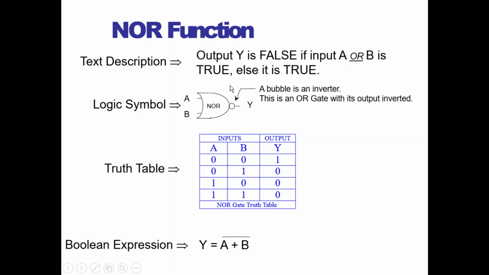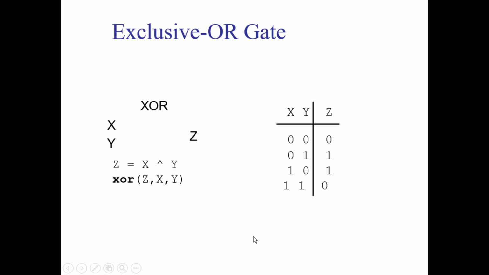We have the NOR function. This is A plus B, but the opposite of it. 0 plus 0 would give us 0, but in this case, the inversion will give us 1. The output y is false if the input A or B is true, else it is true. The logic symbol is a two-input NOR, with an inverter bubble at the output. Let's check the truth table. 0 plus 0 is 1, 0 plus 1 is 0, 1 plus 0 is 0, 1 plus 1 is 0. So it means one true and three false. Y is equal to A plus B with the inverted bar.